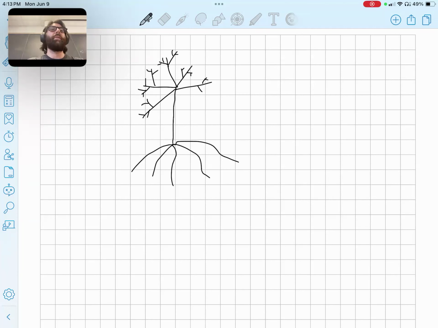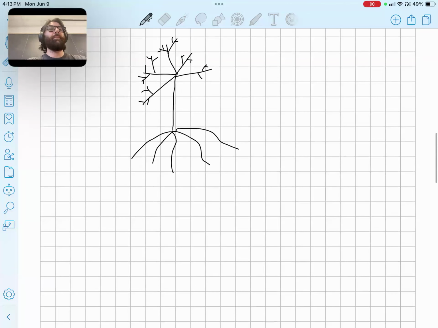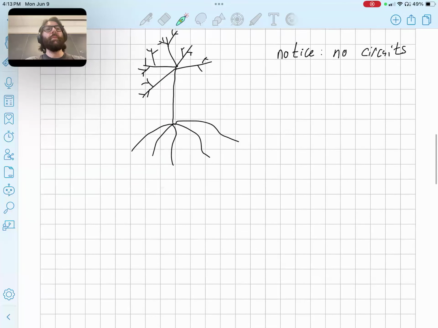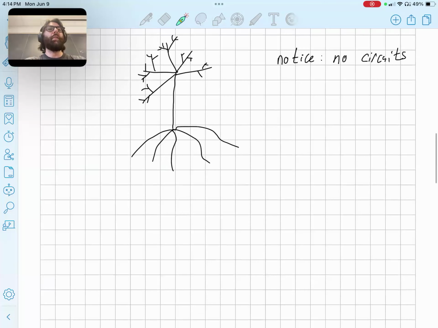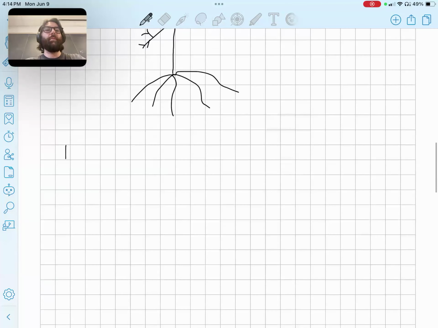There are just no leaves. And so notice there are no loops or circuits, right? If I'm starting here, going along what I've drawn, there's no way to come back to here. Trees don't loop in on themselves. Okay, and so we're going to turn this picture into a formal definition.